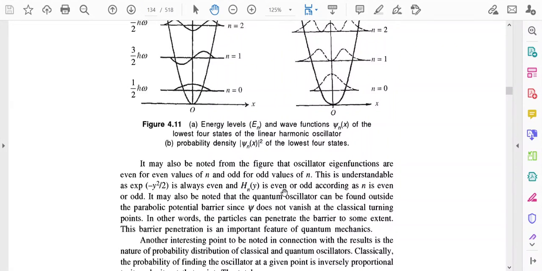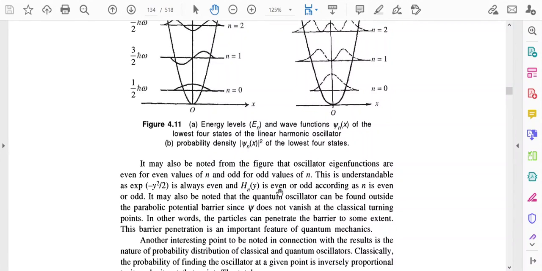Actually this is understandable from the expression of the wave function also. So what is the expression of the wave function? The expression for the wave function is e to the power minus y square by 2 multiplied by the Hermite polynomial H n y. Now the point is that e to the power minus y square by 2 is always even, because there is minus y square in the exponent, so this is an even function. Now H n y, the second part, is even or odd according as n is even or odd.